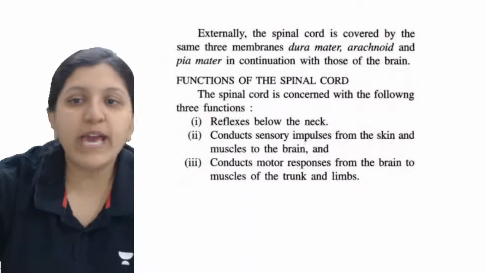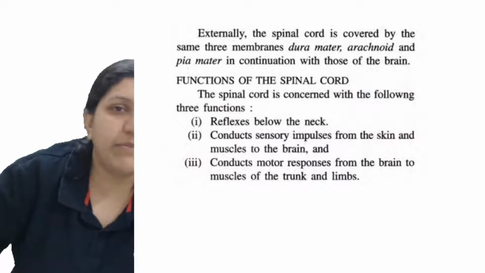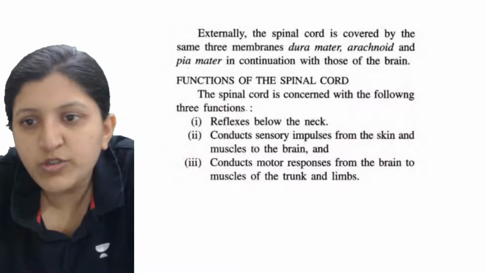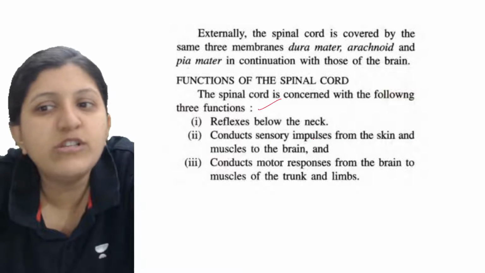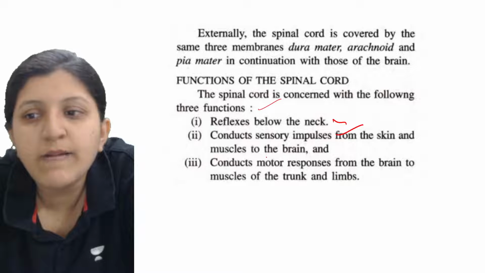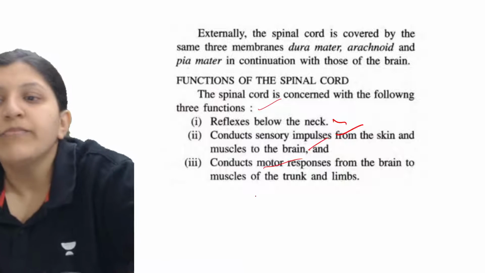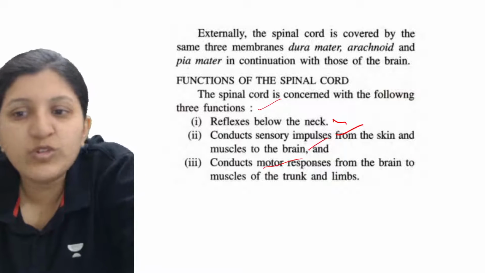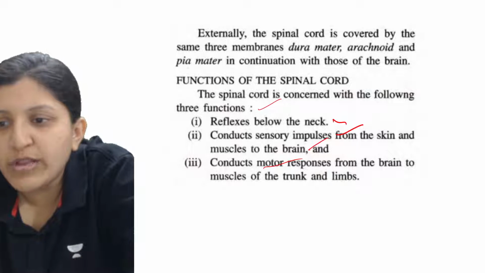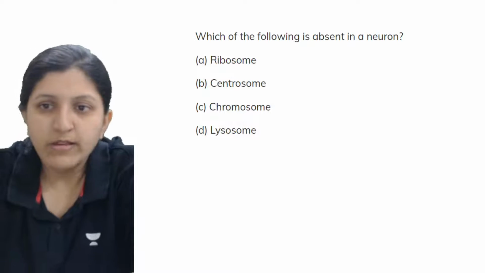Okay, so let's have a look at the external features and functions. Externally, the spinal cord is covered by three membranes, same as the brain: the dura mater, arachnoid and pia mater. The spinal cord is concerned with three functions. Reflexes below the neck are associated with it. It conducts sensory impulses from skin and muscles to the brain. It conducts motor responses from the brain to the muscles. Basically, motor responses have to go across the spinal cord, from the brain to the muscles of the trunk and limbs.